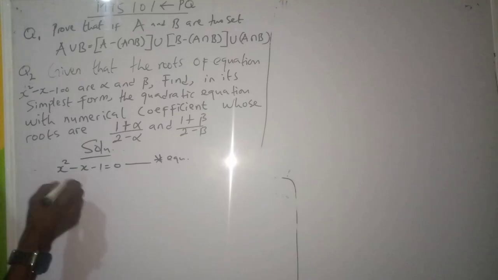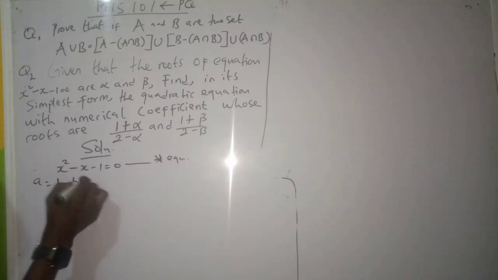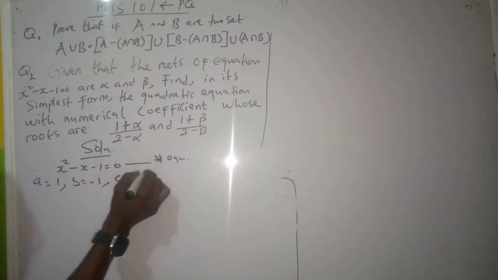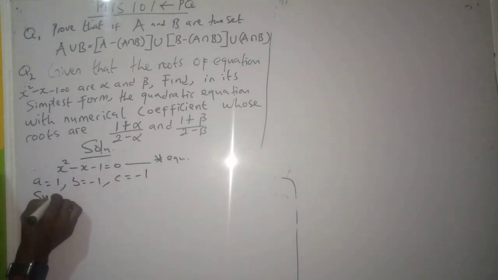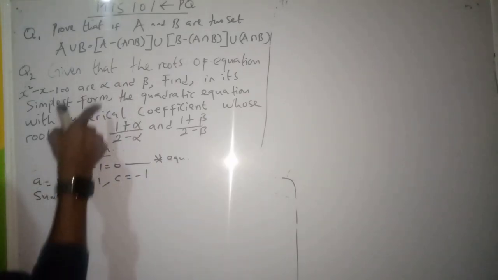But before then, you have to know that our a, the coefficient of x squared, is 1, our b is minus 1, and c is minus 1. So our sum of roots, these are the roots they give us. What do you mean by sum? You add. So let's add them.